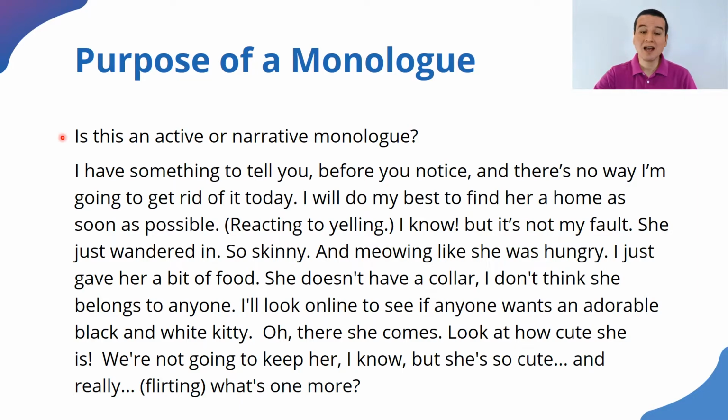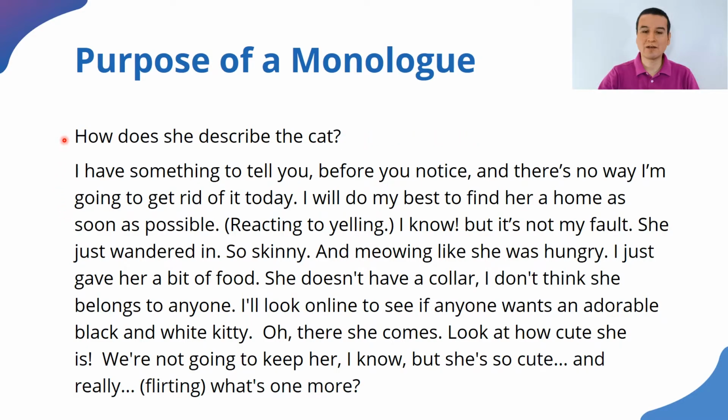Yes. How does the speaker introduce her monologue? She says, "I have something to tell you before you notice, and there's no way I'm going to get rid of it today." So she announces that, but not saying exactly what she's going to be talking about. All right. How do we know about the husband's reaction? Because at some point she reacts to somebody yelling. Yes, so he yelled. When she says, "I know," it looks like he reacted.